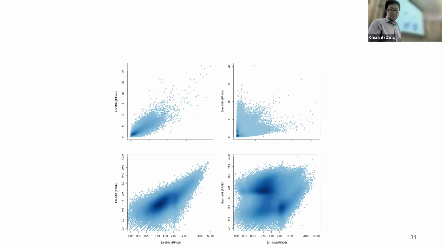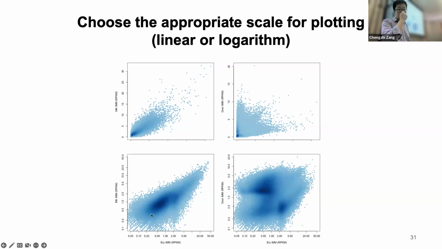And in some other cases, if a lot of data points are just stacked in a very small corner, it might be because of the distribution of the scale of your data. So in this case, sometimes if you do a log transformation, you may be able to better see the structure in the data. So choose the appropriate scale for plotting, either linear scale or logarithmic scale.